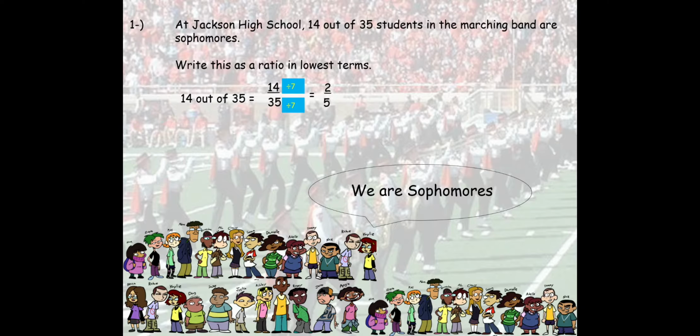Now to write it as a ratio in lowest terms, it's 2 out of 5, but it can be written in 3 other ways. And they are 2 over 5, 2 to 5, or 2:5. So these are the 3 different ways in which to represent a ratio.